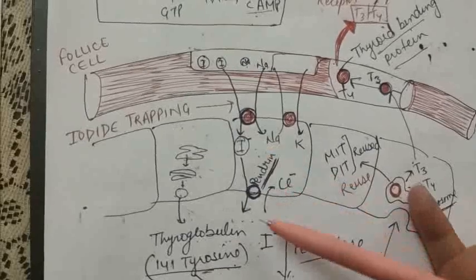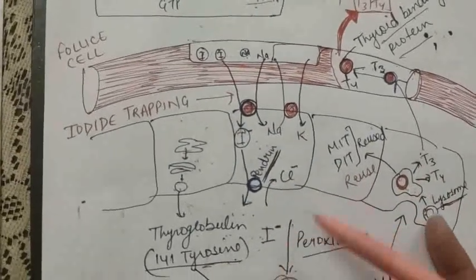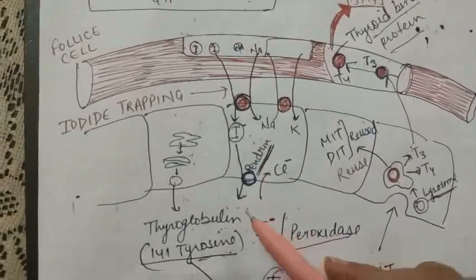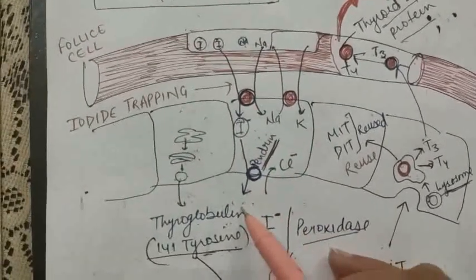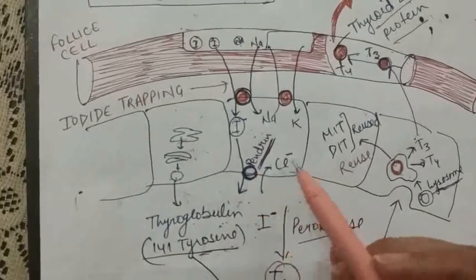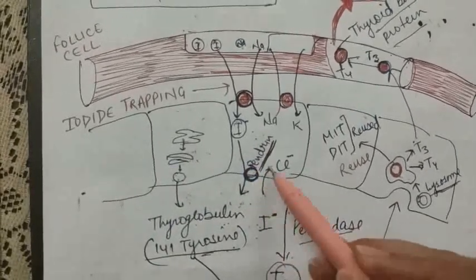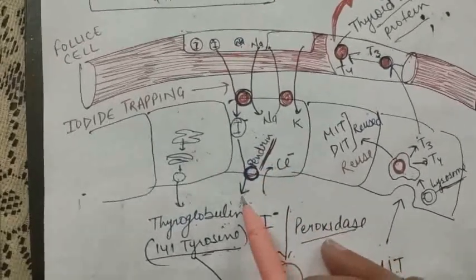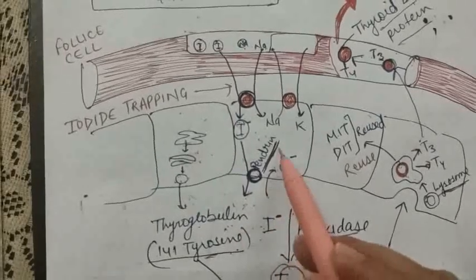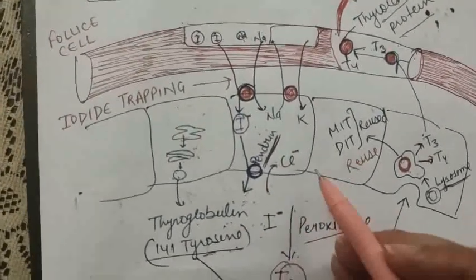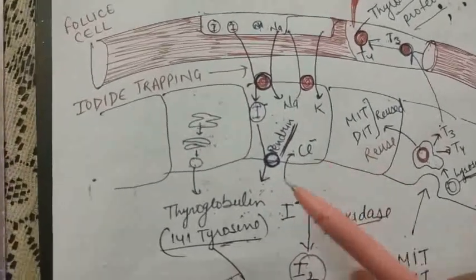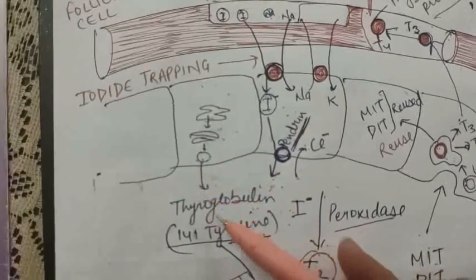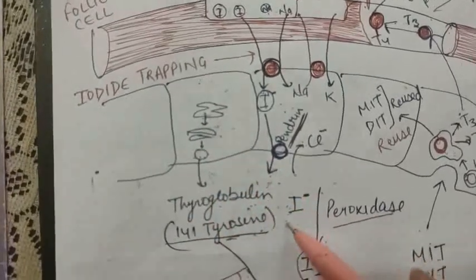Now this iodide needs to be transported into the colloid, where thyroid hormone synthesis occurs. To transport iodide into the colloid, there is pendrin, which is a chloride iodide antiporter exchanger. Iodide will come into the colloid and chloride will go into the follicle cell in exchange for that iodide. But before that, these follicle cells secrete and pack the thyroglobulin and secrete it into the colloid.